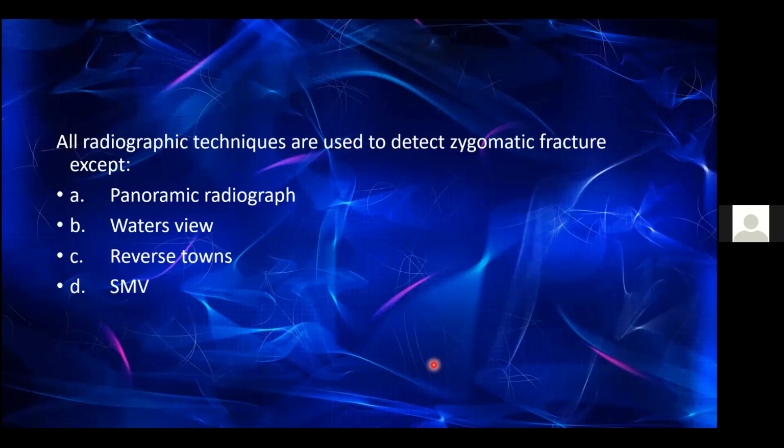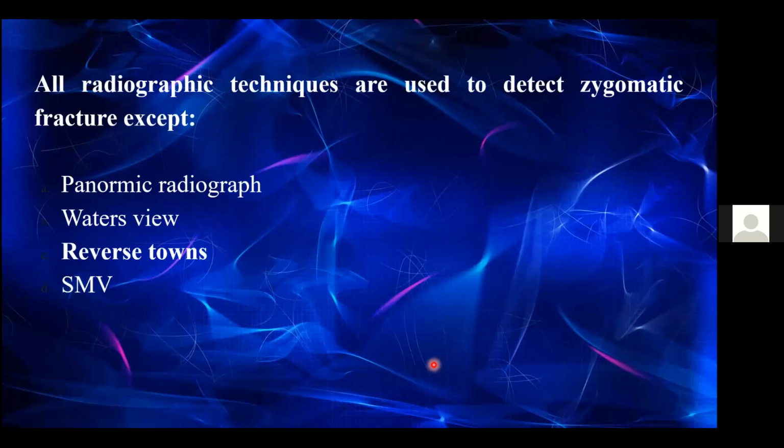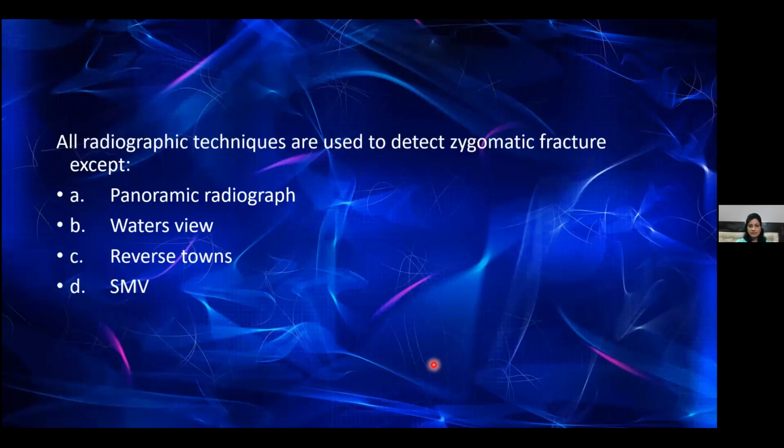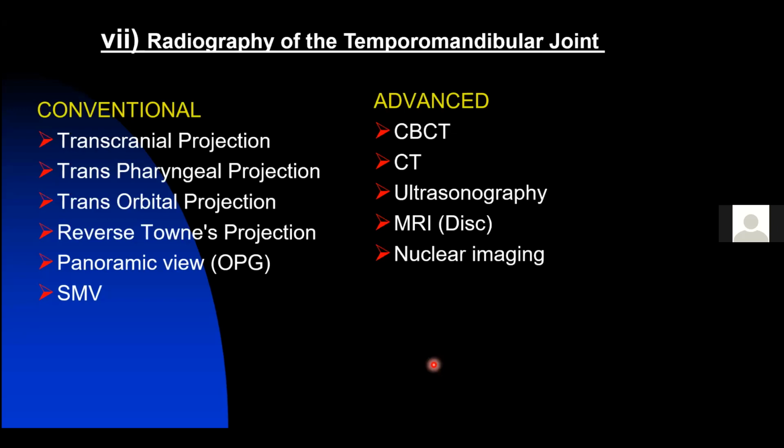Reverse. Water. Correct. It will be visible in Waters. It will be visible in panoramic also. Yes, there is some amount of superimposition, but you can slightly see the fracture. So reverse Towne's. So now we come to the TMJ views.